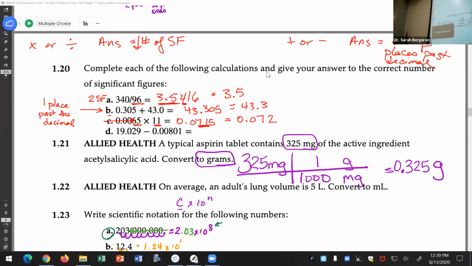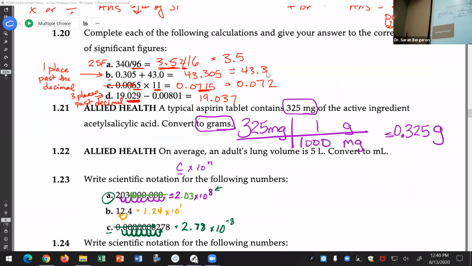The next one is subtraction. So what do we do? We look at the number of places past the decimal. So here we're at 3 places past the decimal. Okay, what do you get? 0.037. Is that what everybody else got? Okay.